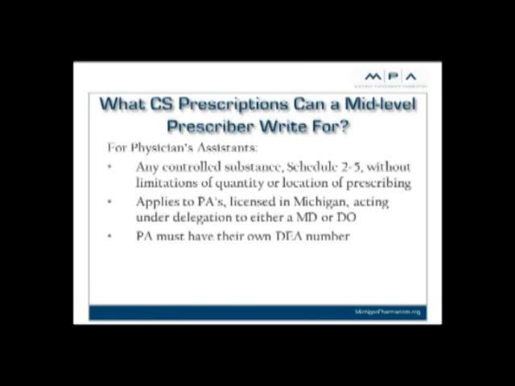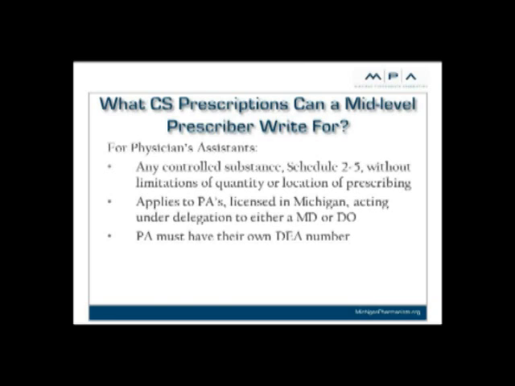So we're going to spend a little time now talking about just the physician's assistants. So I'm a physician assistant and I want to write a controlled substance prescription for my patient. I am allowed, again, under delegation, the ability to write for any controlled substance within Schedules 2 through 5 without limitations of quantity or location of prescribing. So this applies to physician's assistants that are licensed in Michigan, acting under delegation to either a Michigan MD or a DO, and again, they must have their own DEA number.